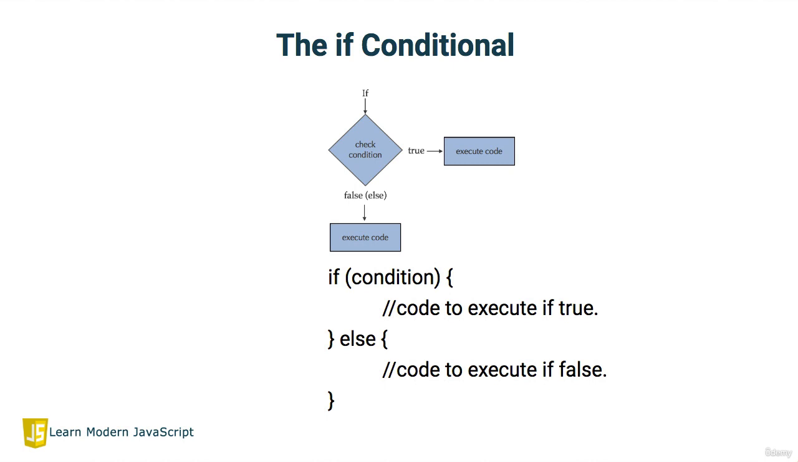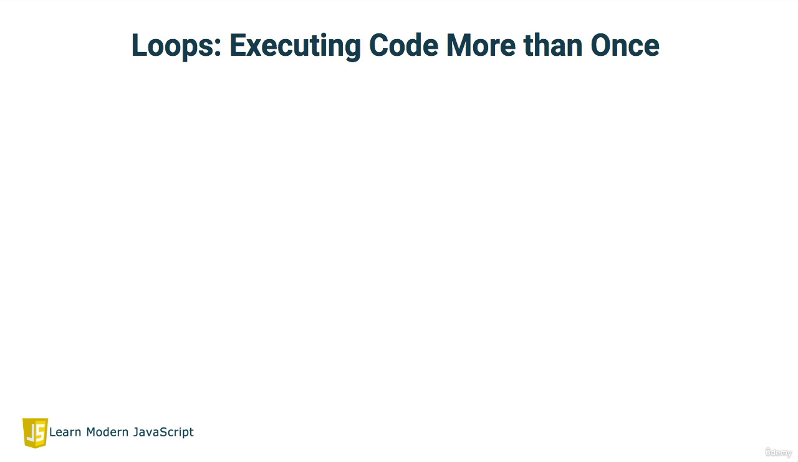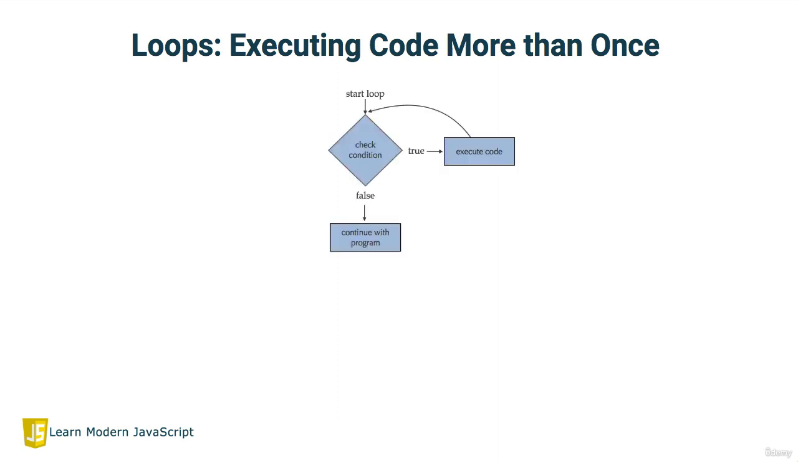Alright, let's take a look at a loop now. Loops are for the purpose of executing code one or more times. Let's look at the diagram that describes how that is structured. So you have the start of the loop. There are several different types of loops in JavaScript. We'll be looking at the different types. You check a condition. If that condition is true, you execute the code of the loop. If the condition is false, you continue with the rest of the program. You exit out of the loop and continue with the rest of the program.